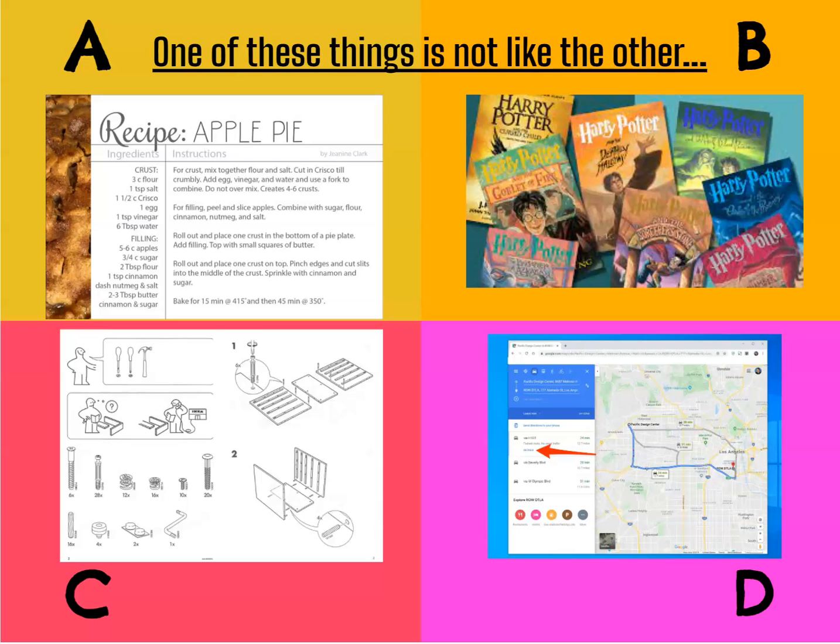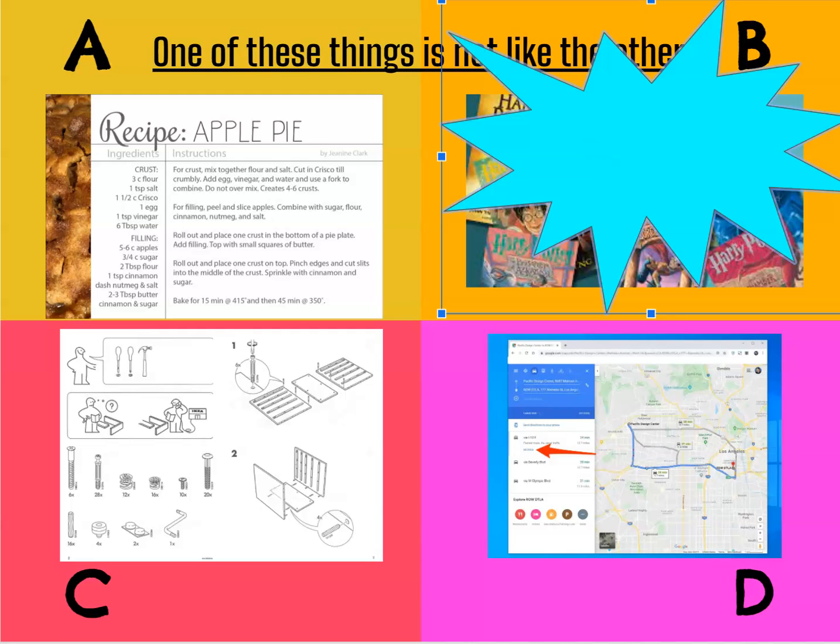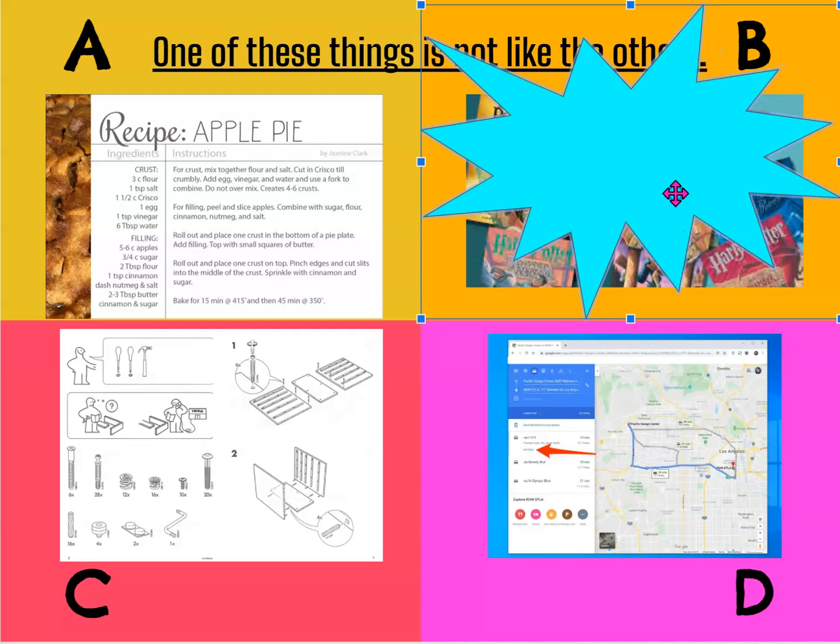Now one of these things is not like the other, fourth graders, and that means that one of these examples is not technical writing. Now I want you to, in your head, look at these choices in A, B, C, or D, and if you were to pick, I want you to tell yourself, tell your animal, tell your grown-up, which one of these choices is not technical writing. Now, if you said B, you are correct. That Harry Potter is not technical writing. A recipe, directions, a map, those are examples of technical writing.